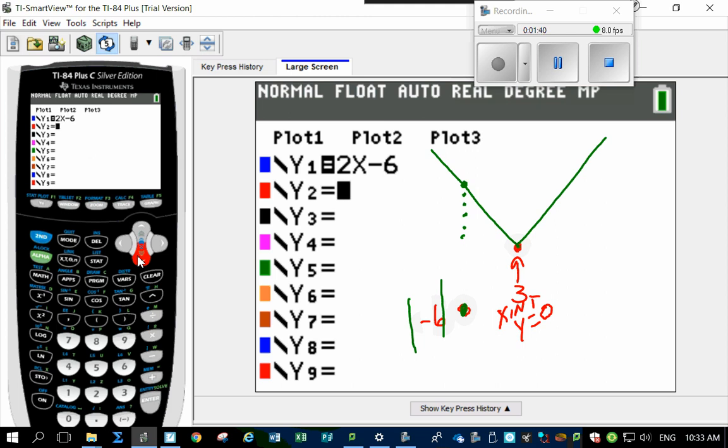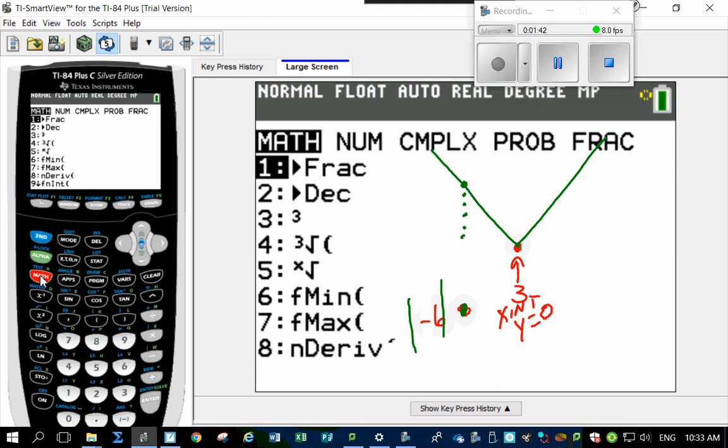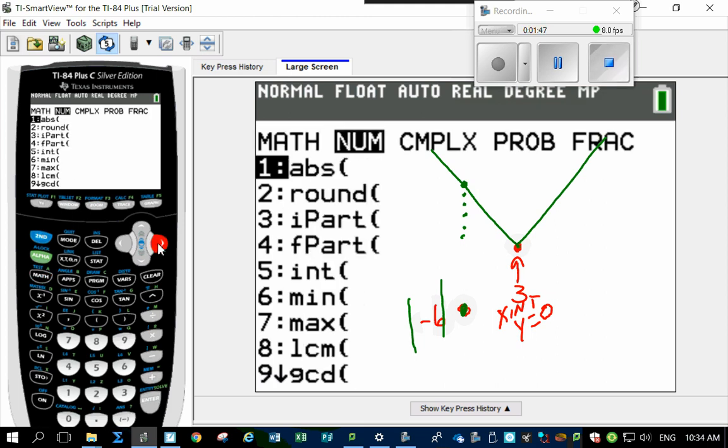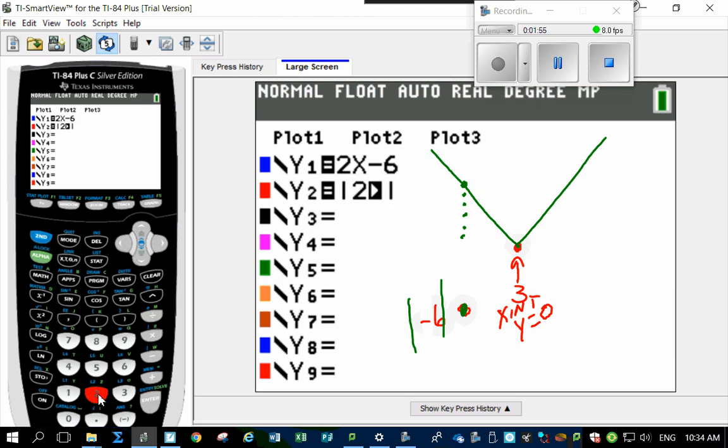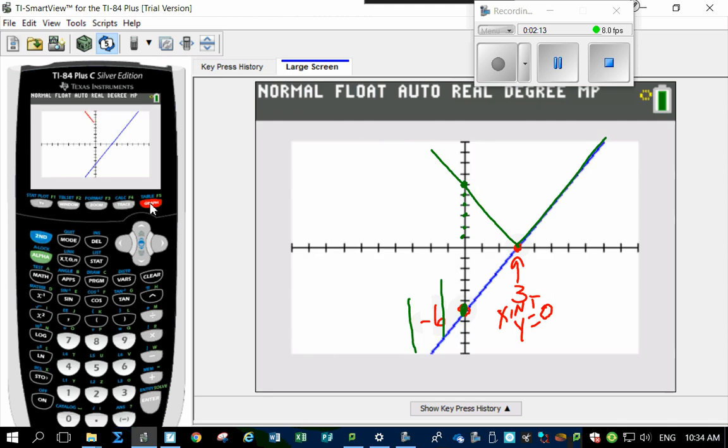So I need to find absolute value. The way you find it is you hit this button that says math right there. You mouse over to num, and the first thing that comes up is ABS, which of course means absolute value. Just hit enter, and now put the equation in: 2x minus 6. You can see that it shows you 2x minus 6 with the straight up and down brackets, the vertical brackets, indicating that this is your absolute value. And it's going to be in red, so it's going to go right over top of our original graph, but now in red. Check it out. Boom. Exactly what I wanted.